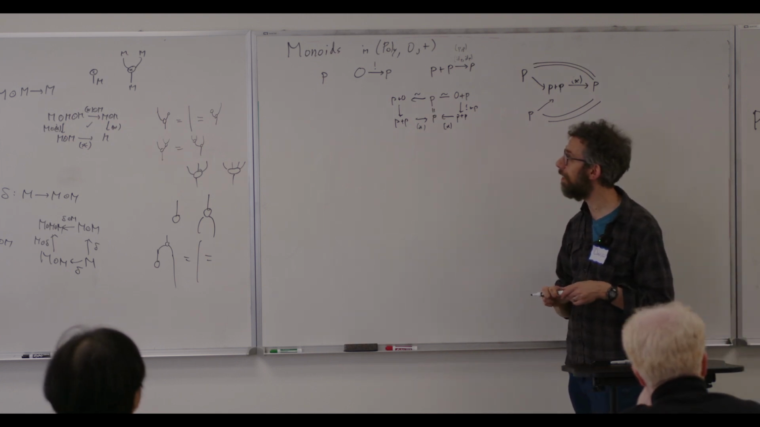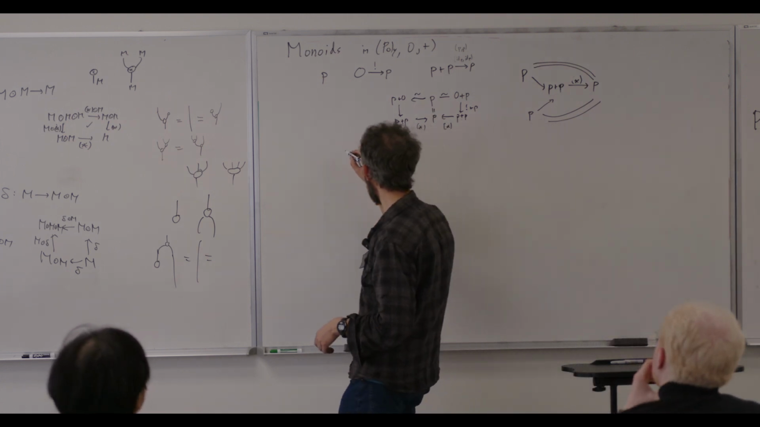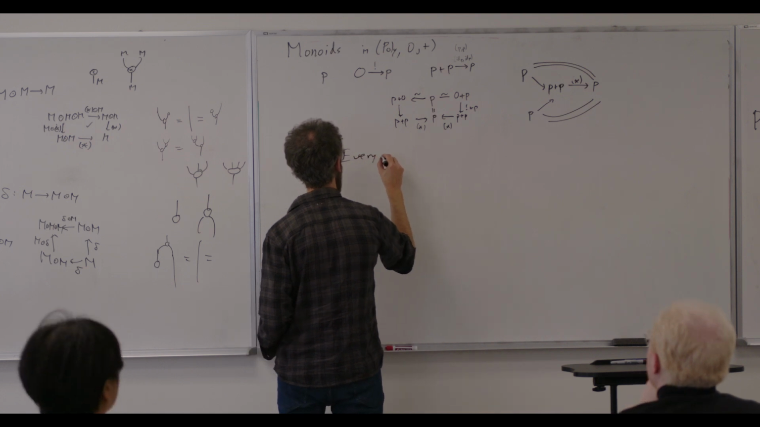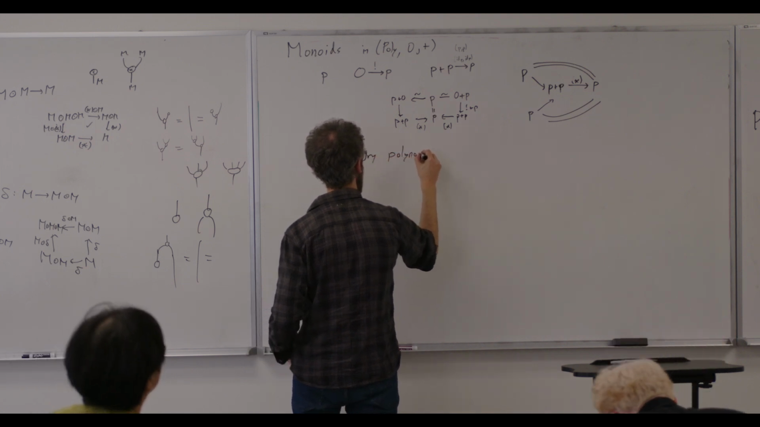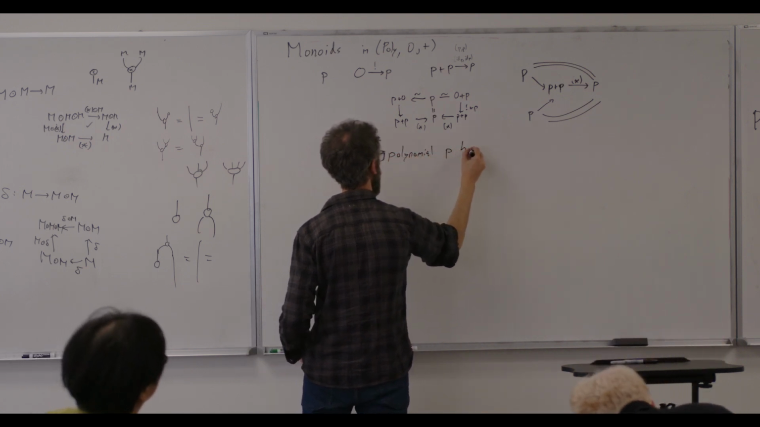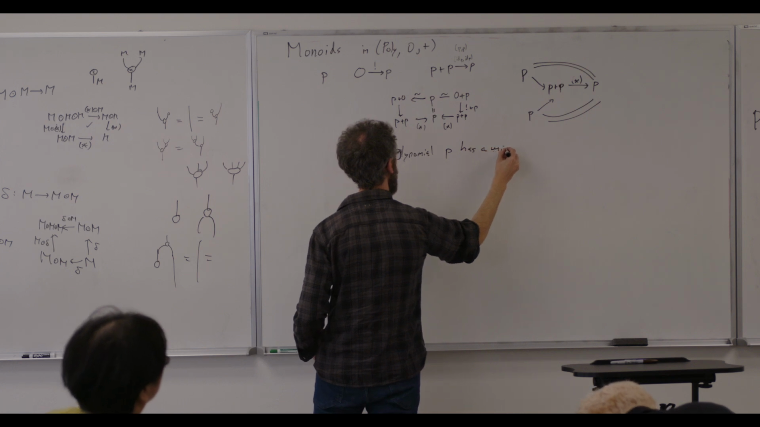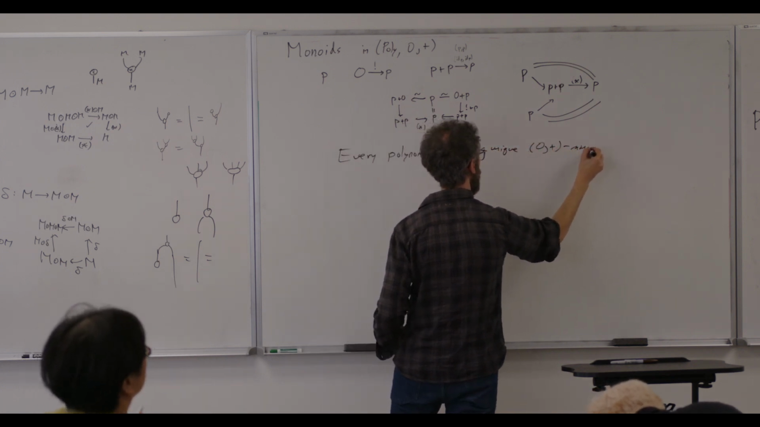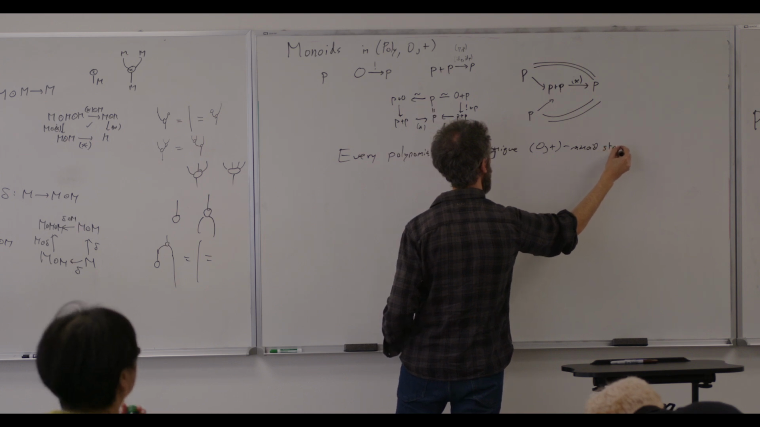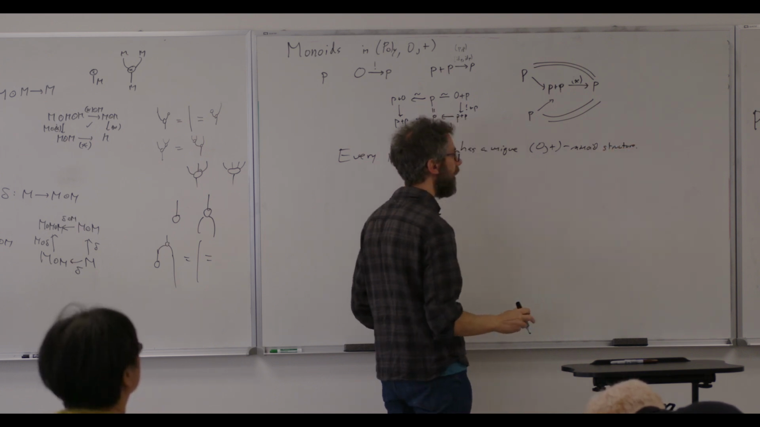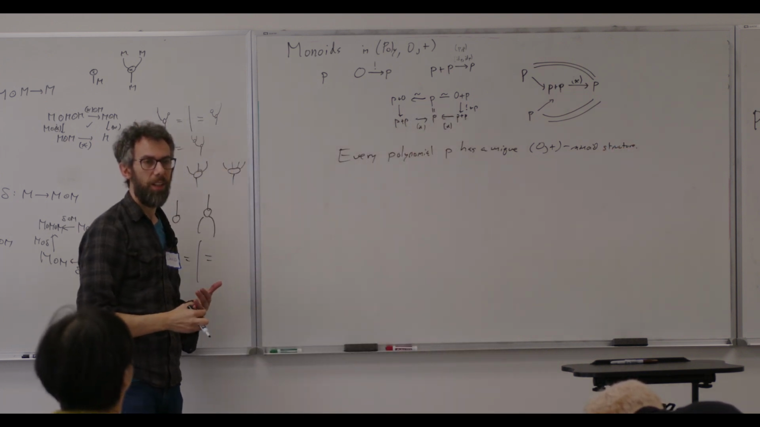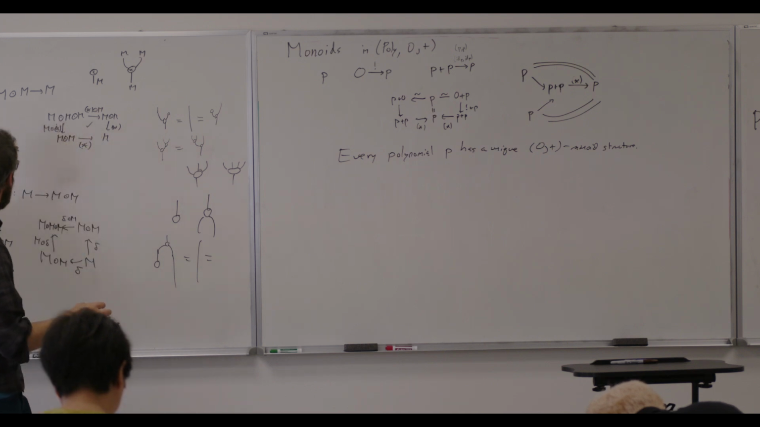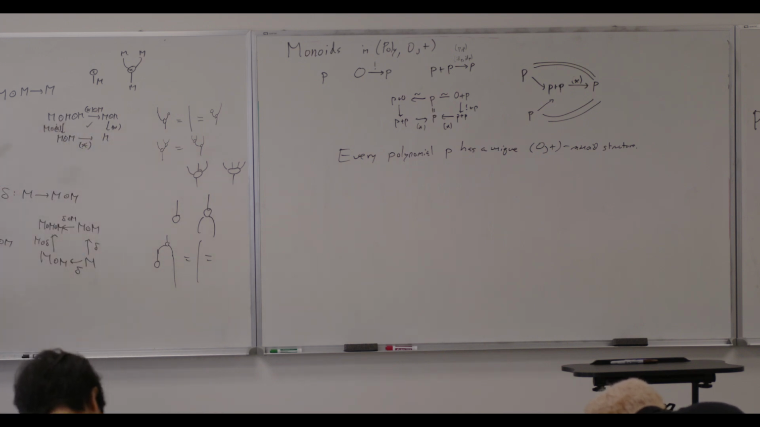So what I'm saying is, every polynomial p has a unique zero plus monoid structure. There's no data in that. You can define this. This works in any monoidal category. You can talk about a monoid object. But in this one, it's dumb, and we get nothing interesting.